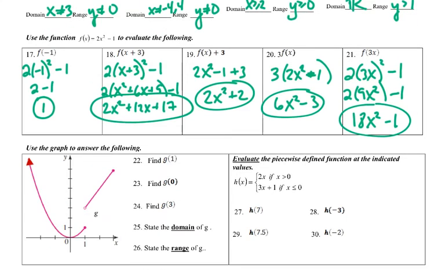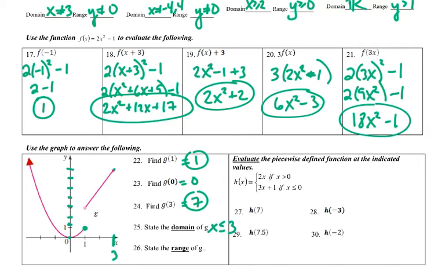Great, so if we want to find g of 1, we're looking for what's the y value when the x value is 1, which is of course 1 because it's a closed circle. G of 0 is 0. G of 3 is up here at 1, 2, 3, 4, 5, 6, 7. Looks like 7. The domain of G, it goes between 3 and then it goes everywhere in that other direction.